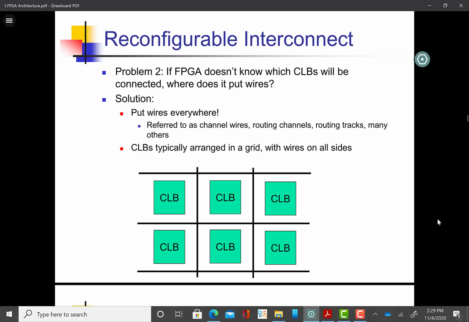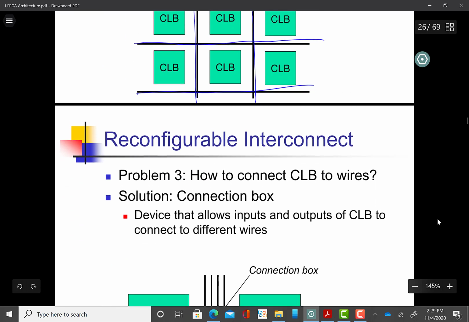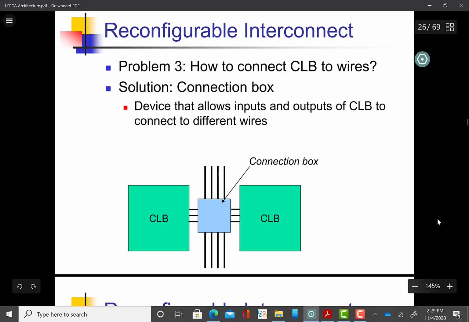So you see there is this horizontal running line, then there are vertical running lines. CLBs are typically arranged in a two-dimensional grid, with wires all around. In every direction there are wires that are passing here and there. Now the problem is how to connect a CLB to a wire. We have wires on the left, on the right, on the top, and on the bottom. How to connect the wires together?